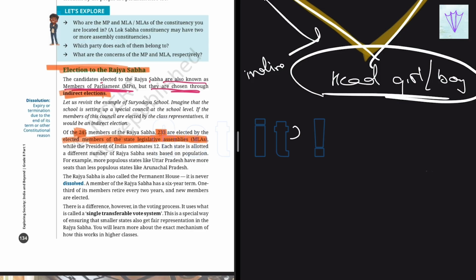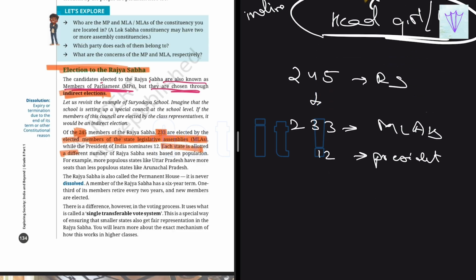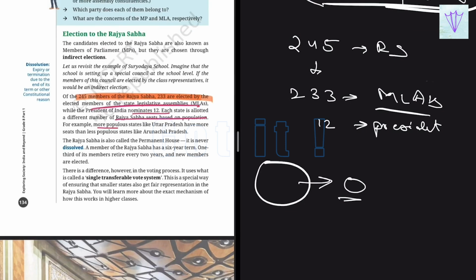So there are a total of 245 members in the Rajya Sabha, out of which 233 will be elected by the state legislative assemblies' MLAs, and 12 will be nominated by the president. Each state is allotted a different number of Rajya Sabha seats based on their population, which they can nominate with their MLAs. For example, a more populous state like Uttar Pradesh has more seats than a less populous state like Arunachal Pradesh.